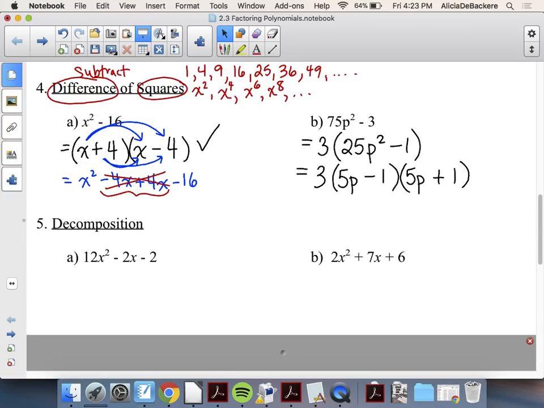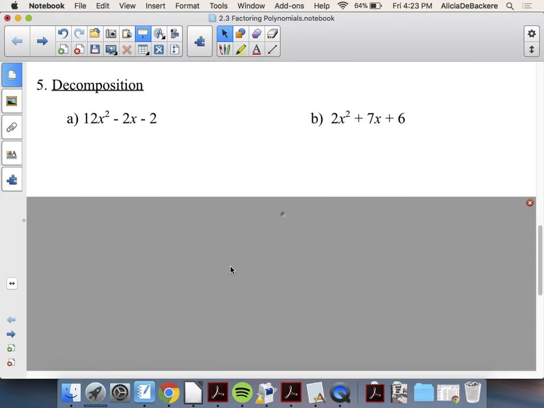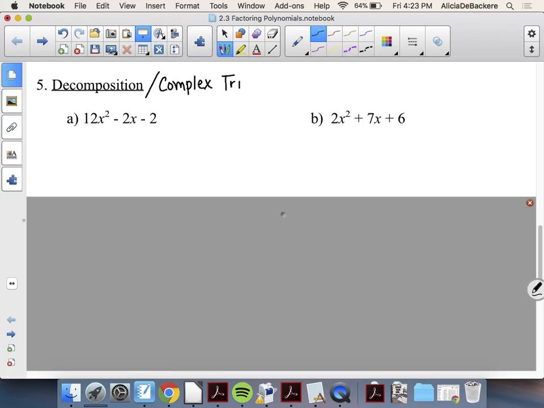All right, number 5 is decomposition. It's not our favorite type of factoring because it's cumbersome. It takes a long time, but sometimes it is necessary. Last year, your teacher might have called it decomposition, or they might have called it complex trinomial factoring. Same thing.